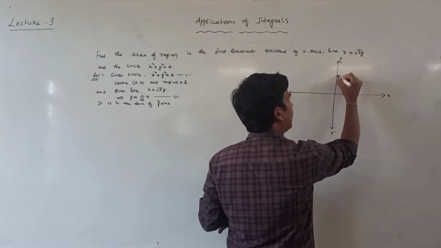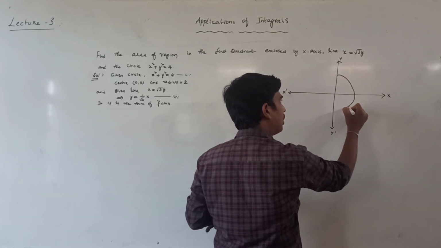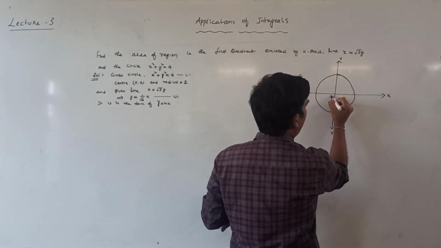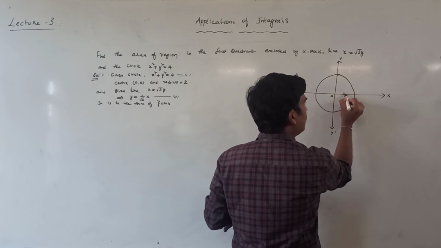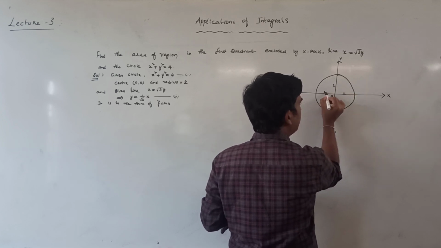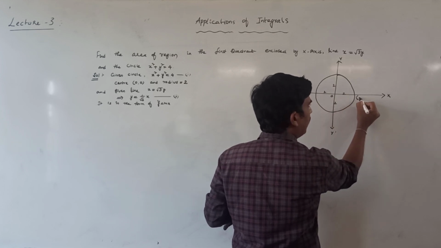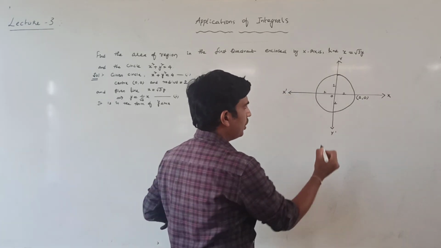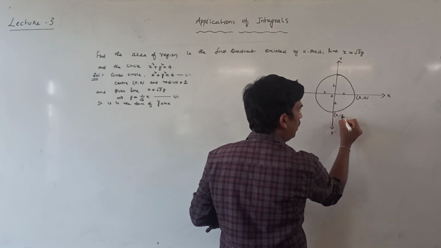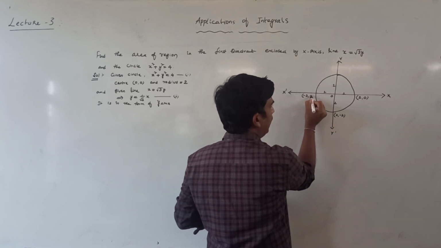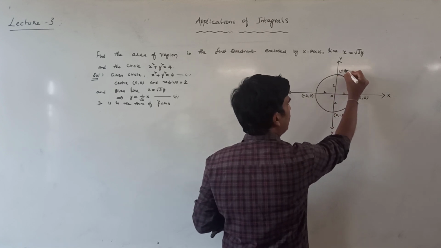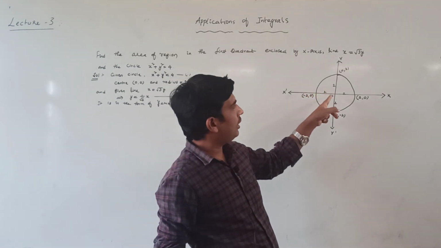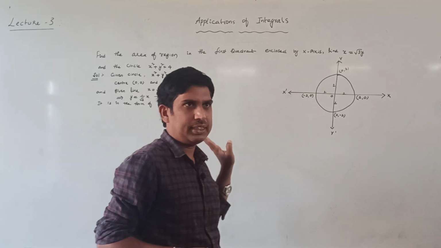So first, the circle if you draw here, with the center at origin and radius given as 2 units. Therefore, what are these points? Nothing but (2, 0), (0, -2), (-2, 0), (0, 2). So that is the circle with the center at origin, radius 2 units.